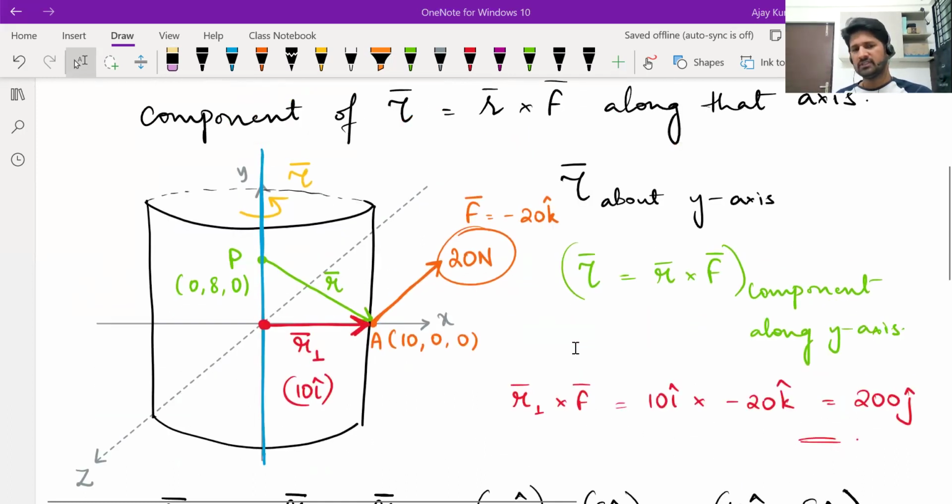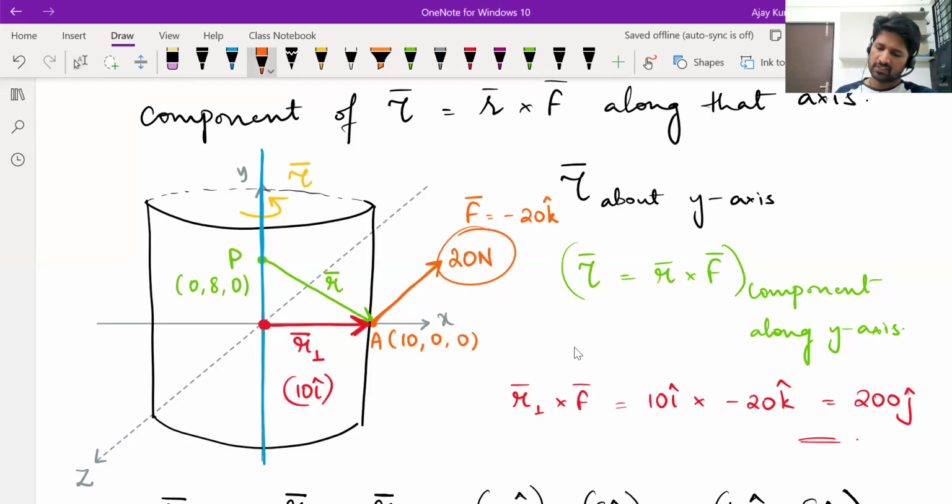Now see, this force was in the z direction, and the perpendicular vector was from the origin. It was along the x-axis. So the r vector is along the x-axis, force is in the z direction. If you take their cross product, you will get the cross product in the y direction only, automatically.